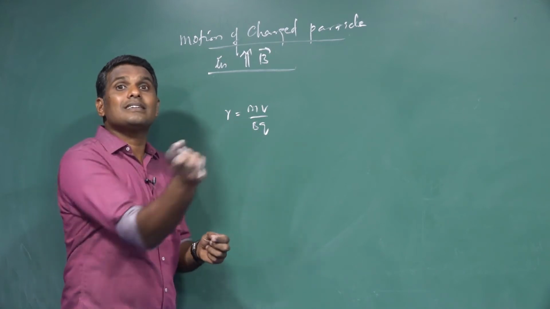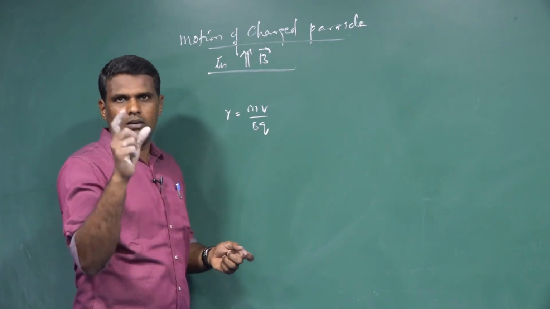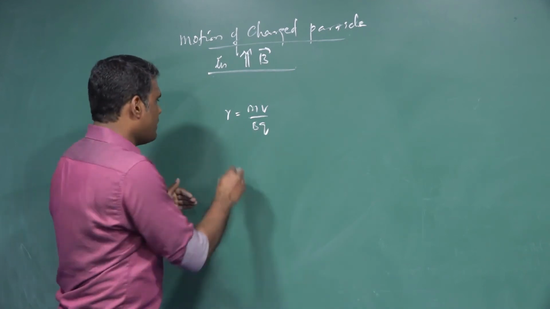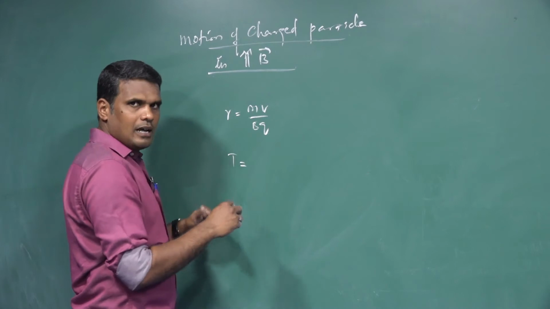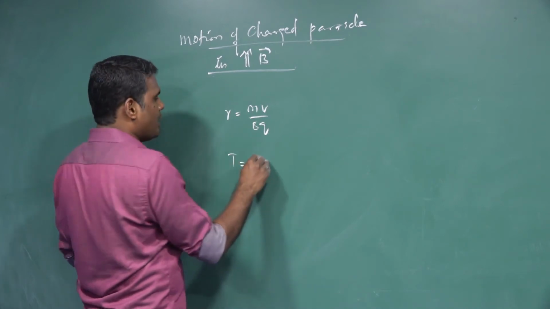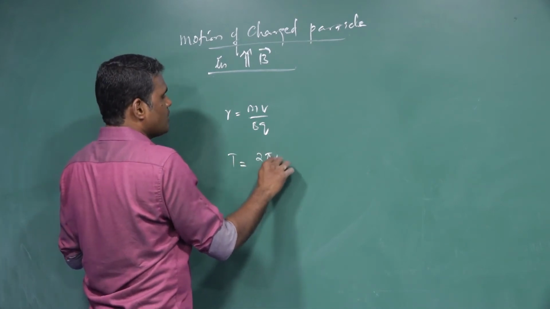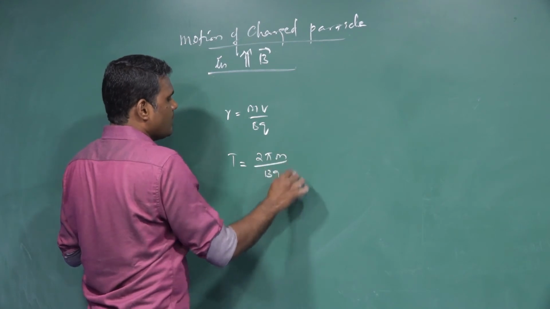Also, it should possess a certain time period to complete one circular path. So, the time period of rotation or revolution of the charged particle in a uniform magnetic field is given by T equals 2 pi m divided by bq.